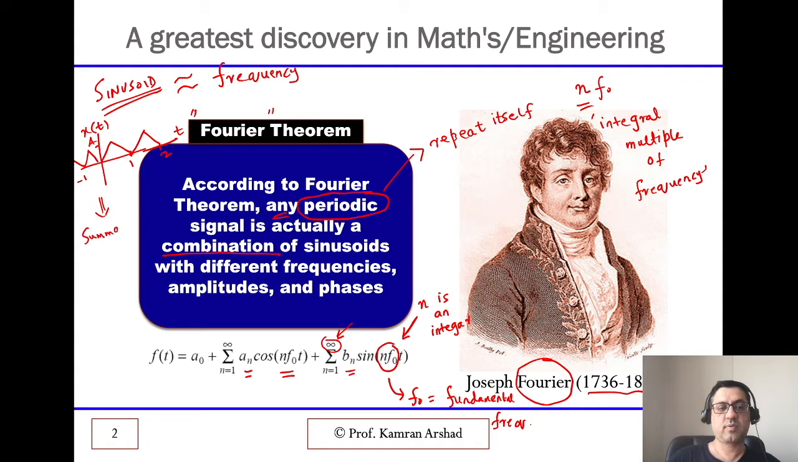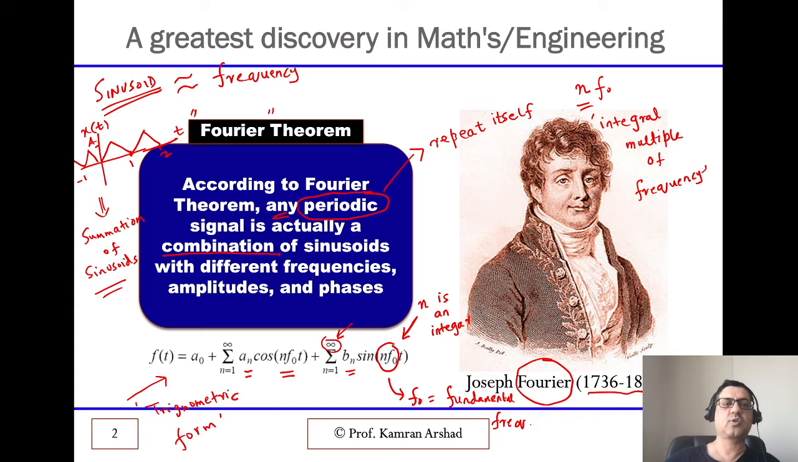Summation of sinusoids. And all these sinusoids have different amplitudes, which we call Fourier coefficients, a naught, a n, b n. This is, as you know, the trigonometric form of Fourier series. We have another form of Fourier series which we use in signals and systems, which is the exponential form.